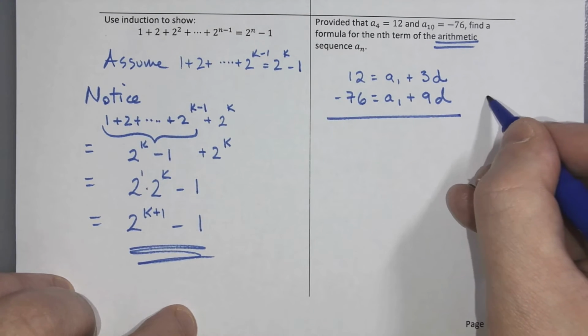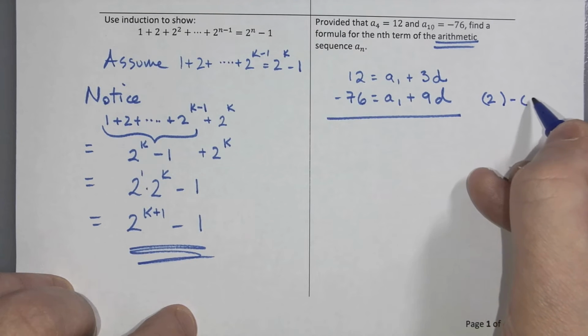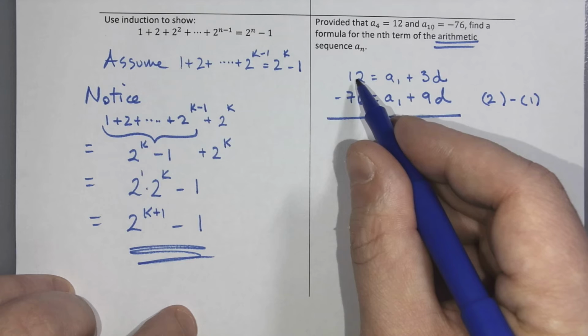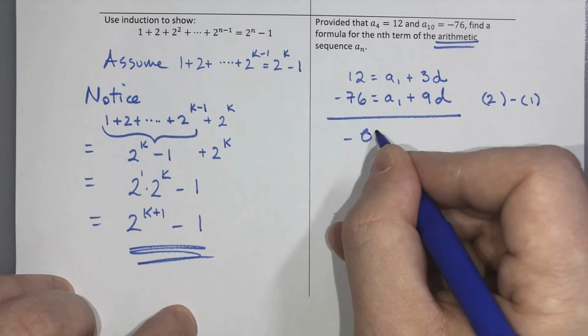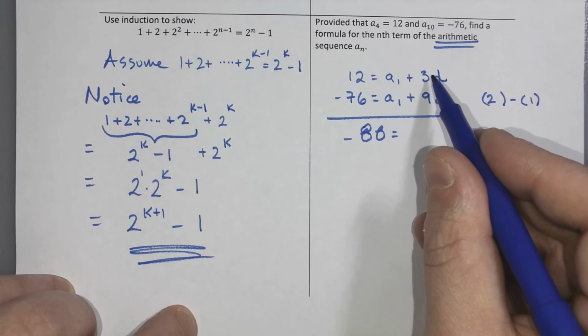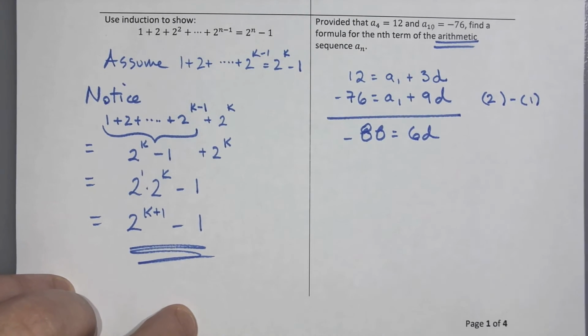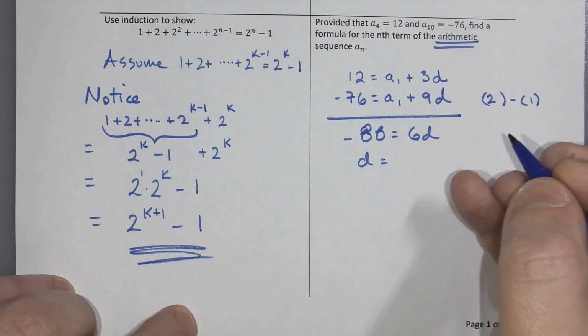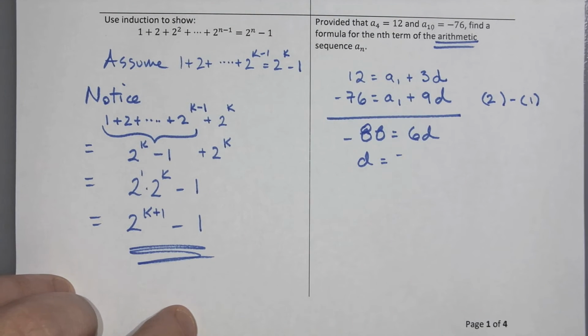So subtracting 2 minus 1, so that way I'm getting 9 minus 3, I'll get negative 76 minus 12, would be negative 88 equals, and then 9 minus 3, which would be 6d. So it looks like I need to take 88 and divide it by 6. That's not so pretty. Okay. d equals negative, did I do this subtraction correctly? Negative 76 minus 12. Yeah.